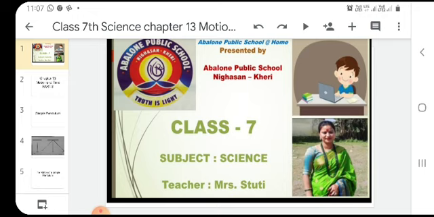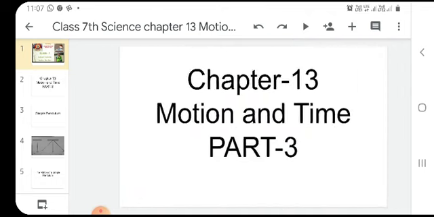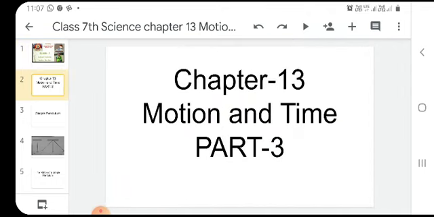Dear students, today we are going to start the third part of our chapter 13, that is motion and time. So before starting the chapter, I hope that you have learnt about all the good manners which I have taught you. So now let us start chapter 13, motion and time, part 3. Today we will go through the simple pendulum.